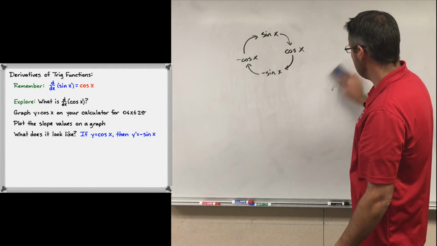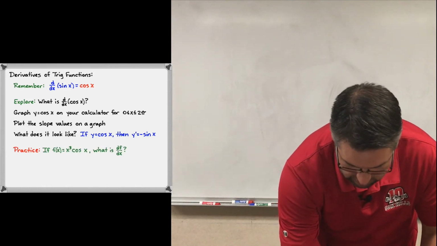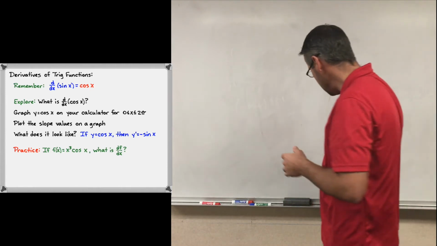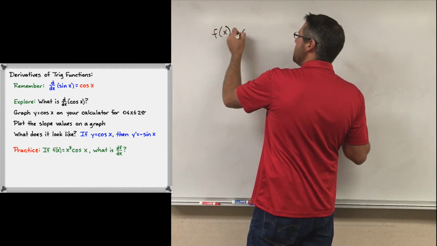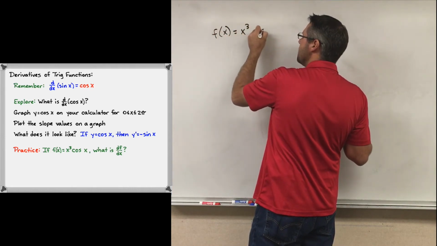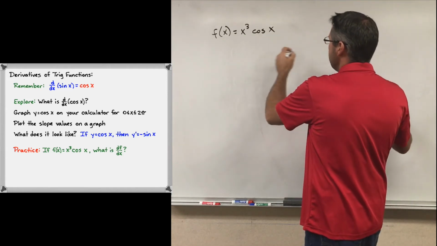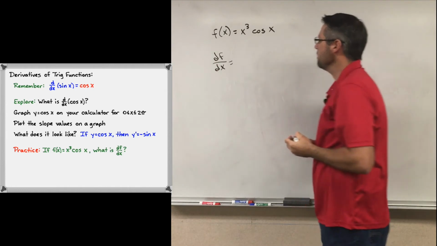All right, let's go ahead and take a look at an example of applying this. I want df dx if f of x is equal to x to the third cosine of x. X to the third cosine of x. And I am looking for df dx, which just means I'm looking for the derivative.